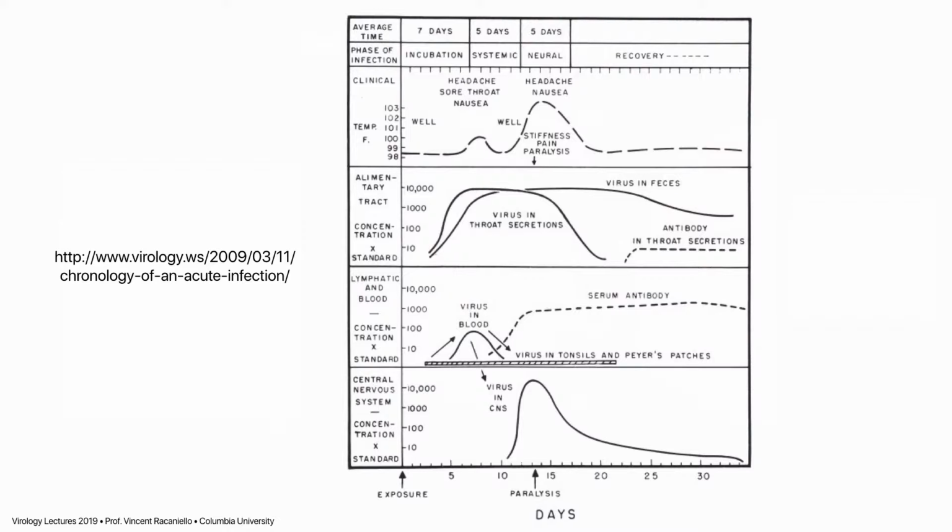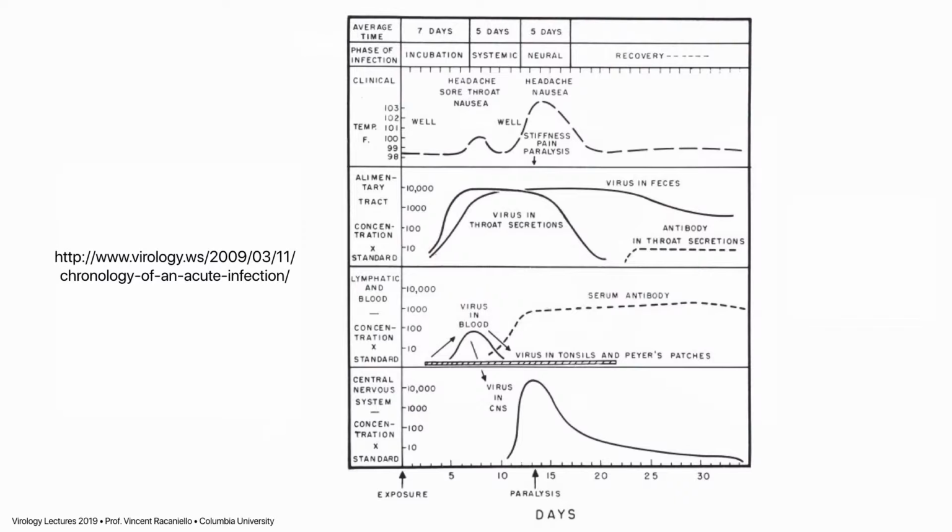Here is an old graph of the progress of polio infection, which I really love. It's from a 1950s textbook of medicine. Those of you who go to medical school, try and find polio in your textbook of medicine. I don't think you'll find it there anymore. And this is hand-drawn. In the old days, we didn't have computers to draw figures. We had to draw figures by hand. And so here's a clinical course.